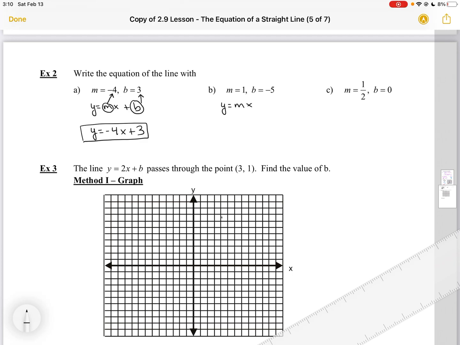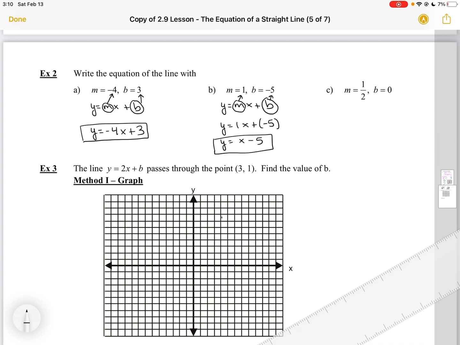In my next one, same thing. I'm going to start off with y equals mx plus b. I'm going to replace m with my given value, and I'm going to replace b with my given value. Now I've got plus -5, so I can just write that as x minus 5 as my final equation.